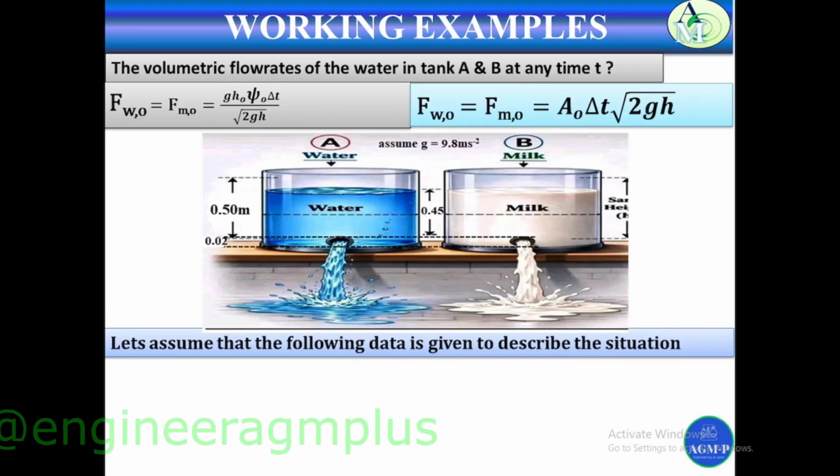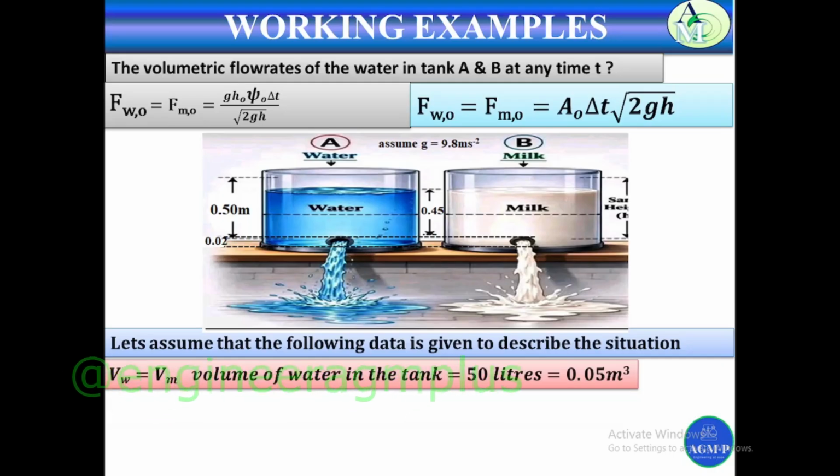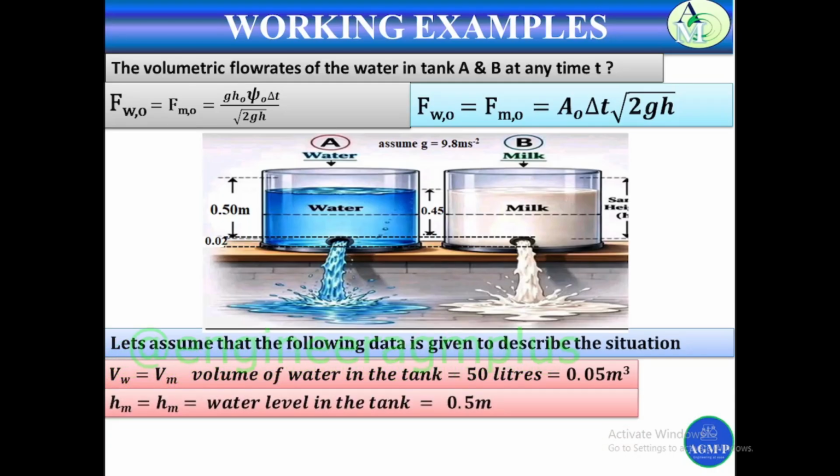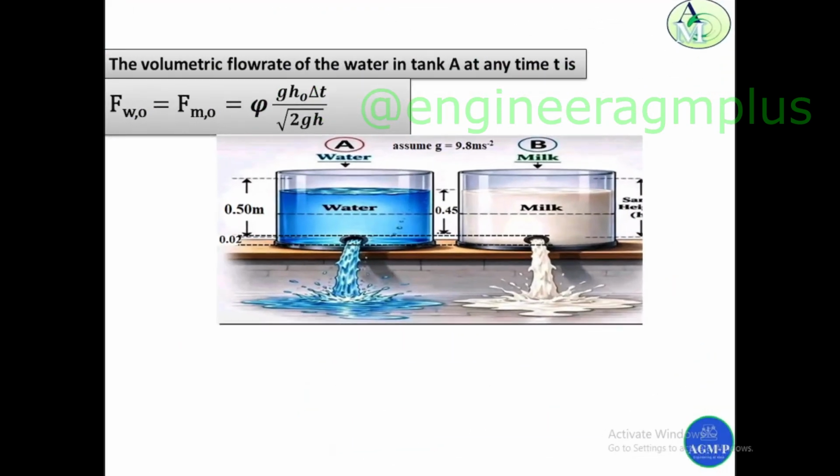Let's assume that the following data is given to describe the situation. That is, Vm, the volume of water in the tank, is 50 liters, that is 0.05 cubic meters. And the water height is equal to the milk height, and that is 0.5 meters. Then the head, that is the pressure head, which is the distance between the orifice and the water level or the milk level, is 0.45 meters. And g is the acceleration due to gravity. Let's take 9.80 meters per second squared. Then we shall use the opportunity to calculate the flow out of the water and the milk tanks.